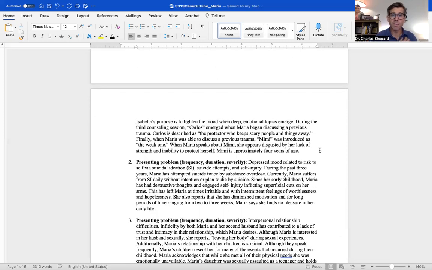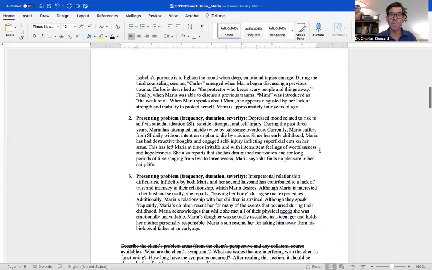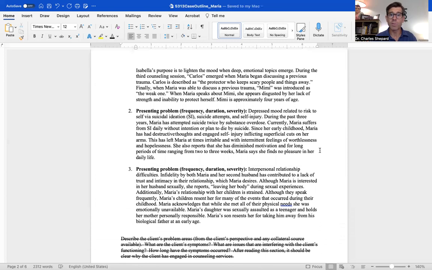And during the 3rd counseling session, Carlos emerged when Maria began discussing a previous trauma. Carlos is described as, quote, the protector who keeps scary people and things away. And finally, when Maria was able to discuss previous trauma, Mimi was introduced as the weak one. And when Maria speaks about Mimi, she appears disgusted by her lack of strength and inability to protect herself. Mimi is approximately 4 years of age.